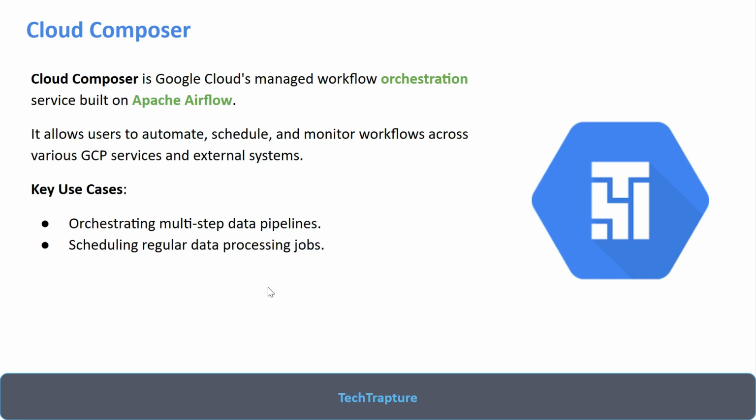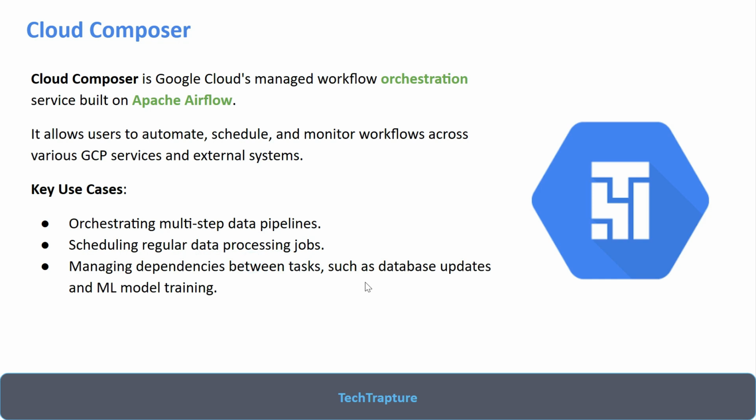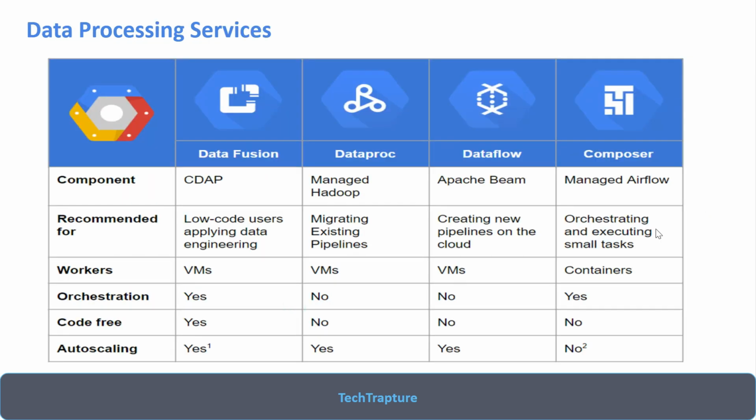You can schedule your jobs using Cloud Composer, whether any kind of Python script or shell script. It is used for managing dependencies between tasks, database updates, and ML model training. So these are the four major data processing services in Google Cloud. Now let's have a summarized view of all these services. This is a table which is very good for understanding. You can see we have four major services: Data Fusion, Dataproc, Dataflow, and Composer.